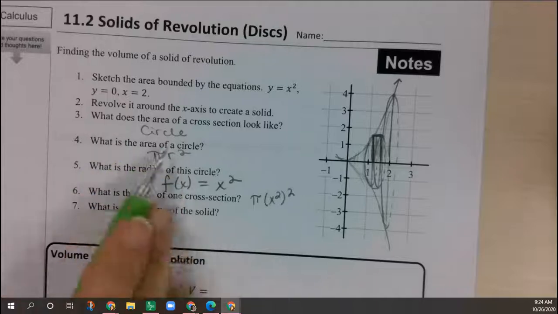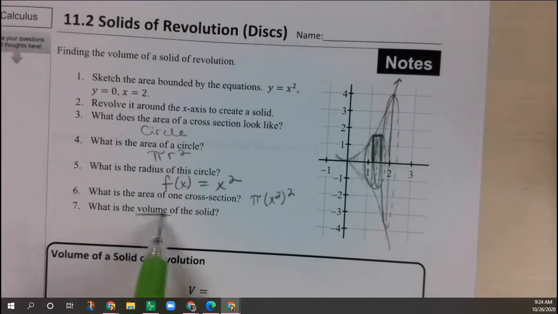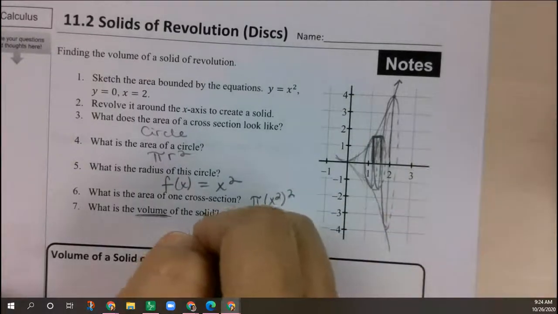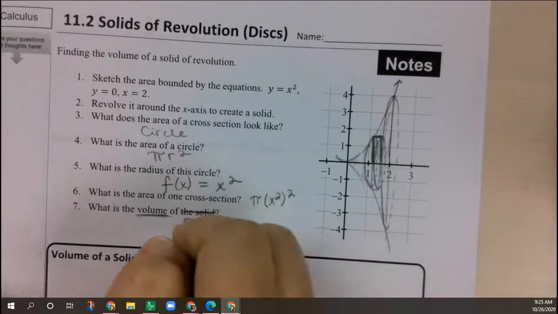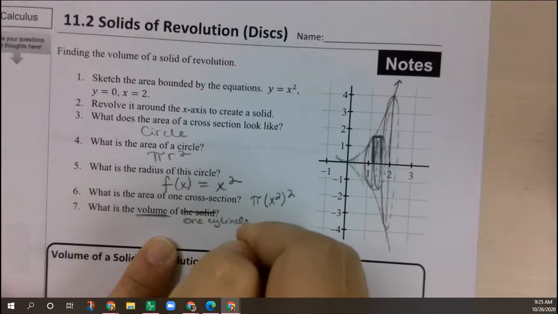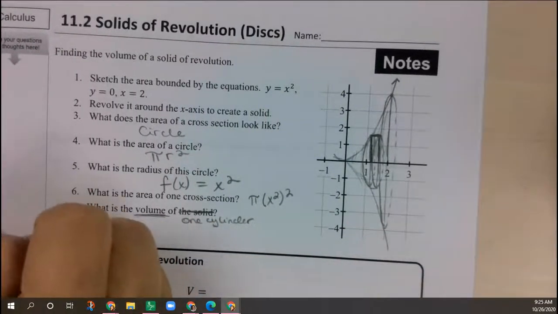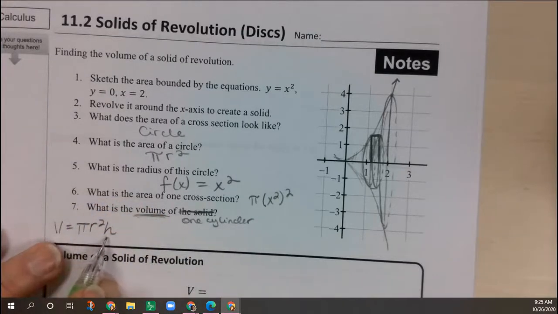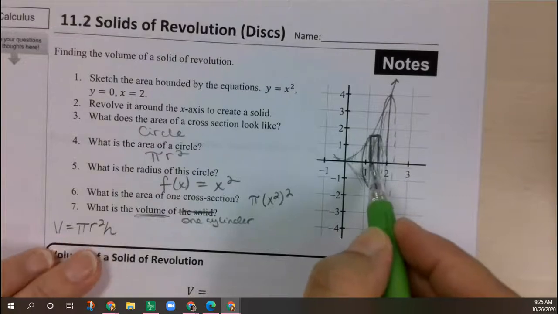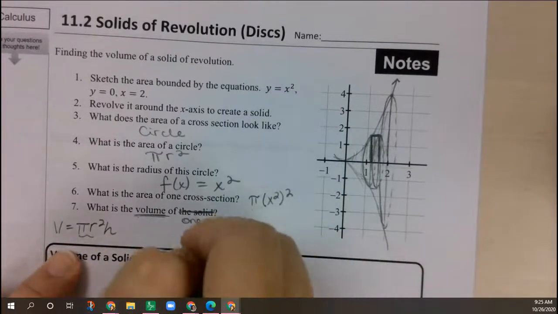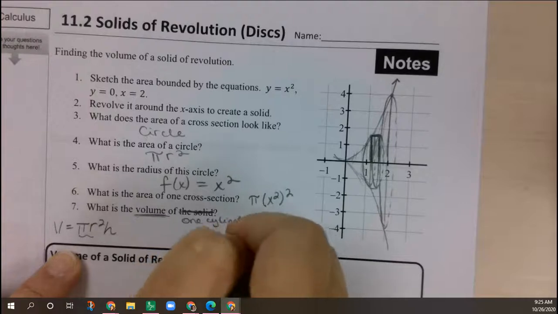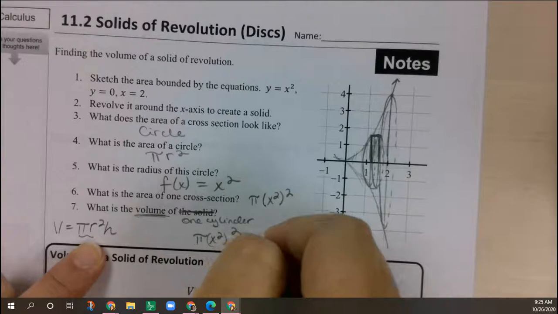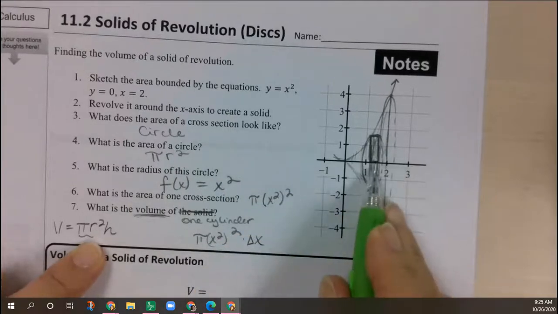The reason the notes take us through that is to get to this point: what would be the volume of just this one cylinder? Well, the volume of a cylinder, if you remember from geometry, is pi r squared times the height. This pi r squared, we've already come up with: pi times x squared, squared. And then my height, just like with area, is going to be delta x, this little height right here.